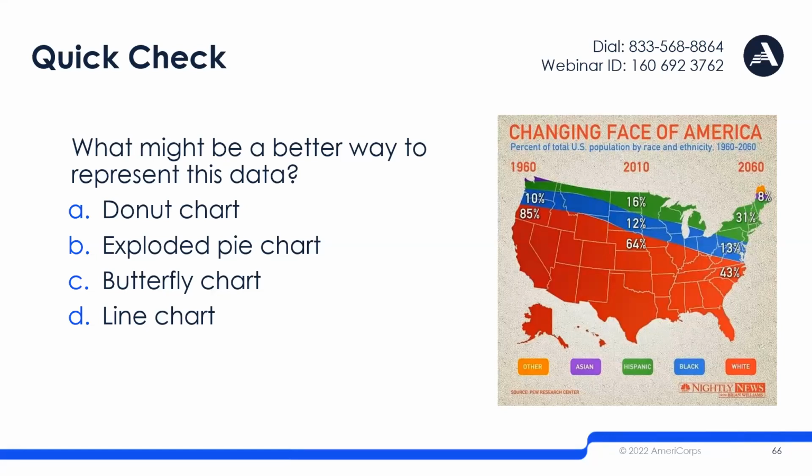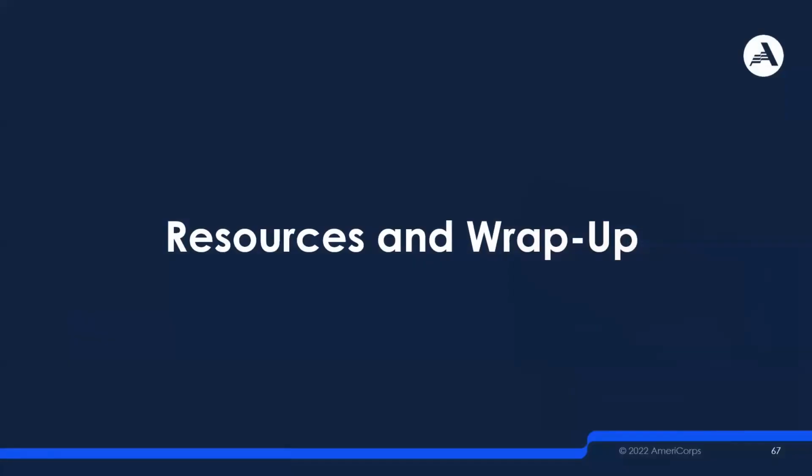And it looks like the responses have slowed down, so we'll go ahead and reveal the answer, which is a line chart, right? So this has data over time, and as we saw earlier, a line chart is often the best way to do that. So thanks very much for participating in that little activity. And back to you, Gina, to do some wrap up.